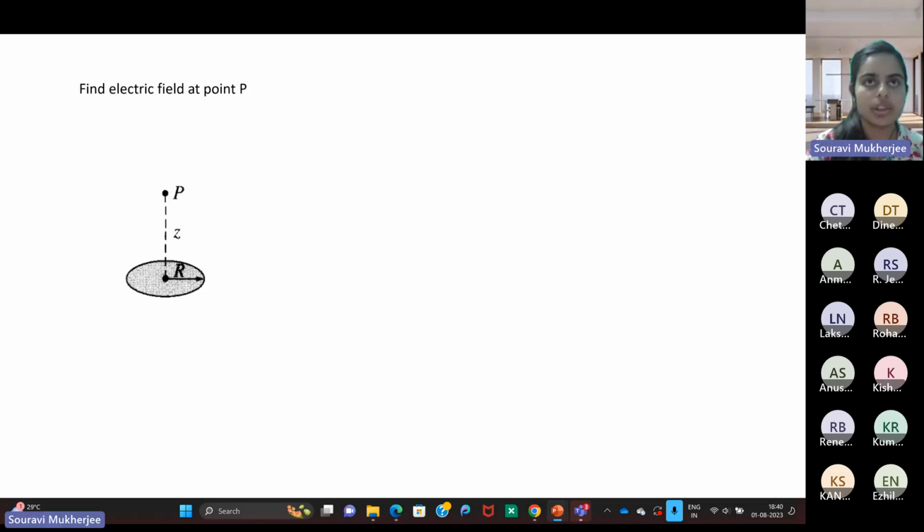Is it clear? So how do you integrate over the area? What actually you'll be doing is you'll take one ring element here, another ring element here. Similarly, you'll have a number of ring elements and you'll do a superposition of all those ring elements, right?